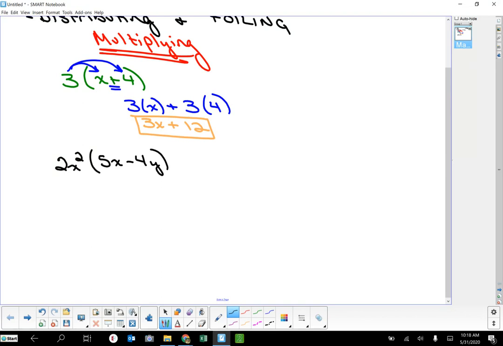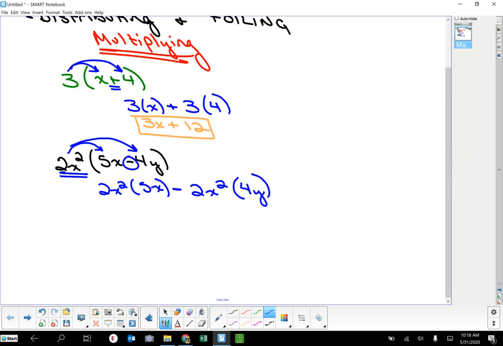Okay, if you had something a little bit more complex, like 2x squared times the quantity 5x minus 4y. Now, you cannot add and subtract terms that are different from each other, but you can multiply and divide terms that are different from each other. So we're going to take the 2x squared and multiply by both of those things. And again, I'm just going to write this out longhand for anybody that needs to see it. So the term out front times the first term in the parentheses, bring down the sign, and then the term out front again times the second term in the parentheses. And then I'm going to simplify.